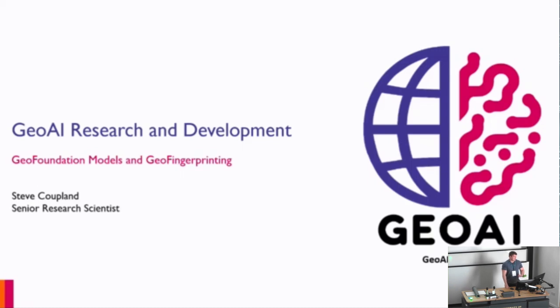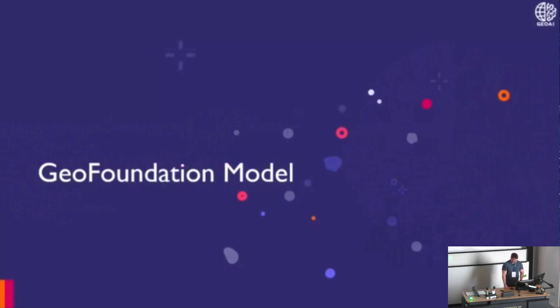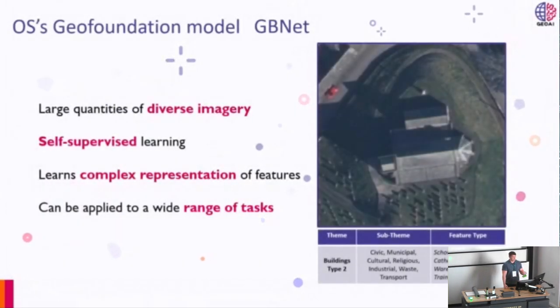Okay, so I'm going to talk about GeoFoundation models and geofingerprinting. So I'll start with the foundation model. At OS, we're developing our own GeoFoundation model. We've named it GBNet, and this is a model that is trained using diverse imagery. This is specifically selected imagery from our own in-house aerial photography, so it's 25 centimeter RGBI, the I is near infrared. This is especially selected using our national geodatabase, so we've got nearly 500 million attributes that we can actually use to select particular areas and locations. So we use that to select very specific parts of imagery that we think are really useful.